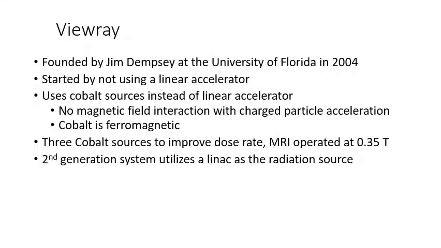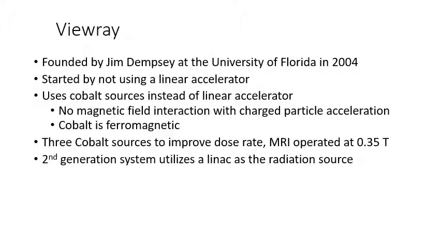Its first product used cobalt irradiators instead of a linear accelerator to avoid many of the compatibility issues between linear accelerators and MRI units. This approach eliminates the magnetic field interaction with the charged particle acceleration process. However, there are some compatibility issues since cobalt is ferromagnetic. However, these issues can be addressed by magnetic shielding. It used 3 cobalt sources to improve dose rate and had a low field MRI which operated at 0.35 Tesla.